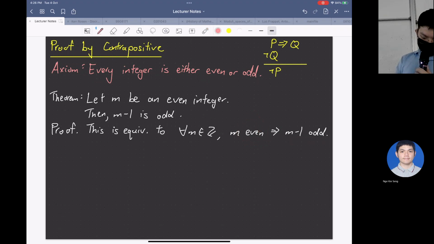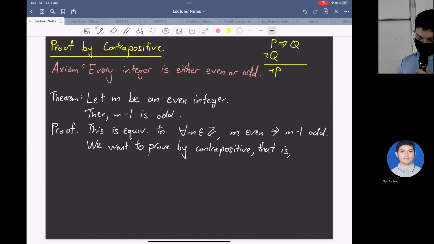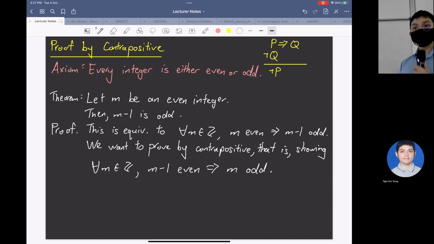So the strategy is we want to prove by contrapositive. That is, showing for every m, m minus 1 even implies m odd. Okay?